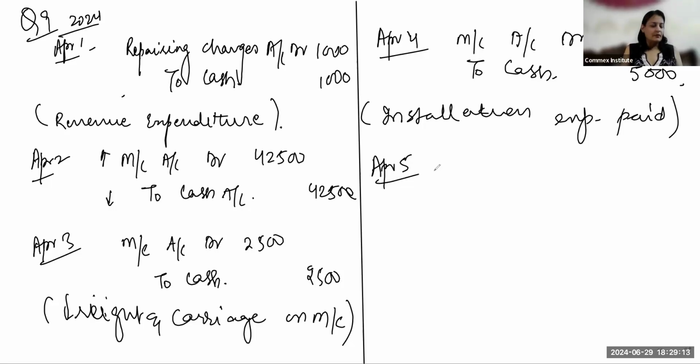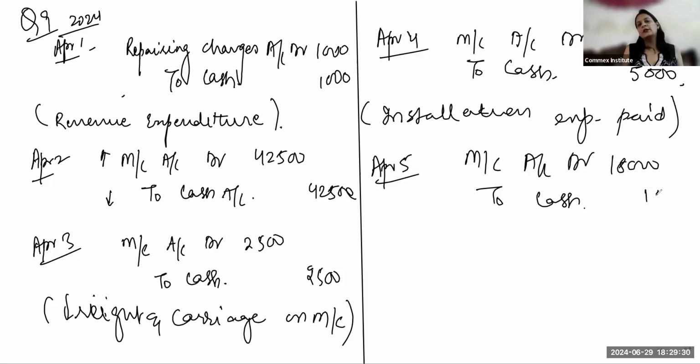Aditya. Machinery account debit to cash. Yes, perfect. Machinery account debit to cash. And you can mention in the narration being second-hand machinery purchased. So 18,000, 18,000.